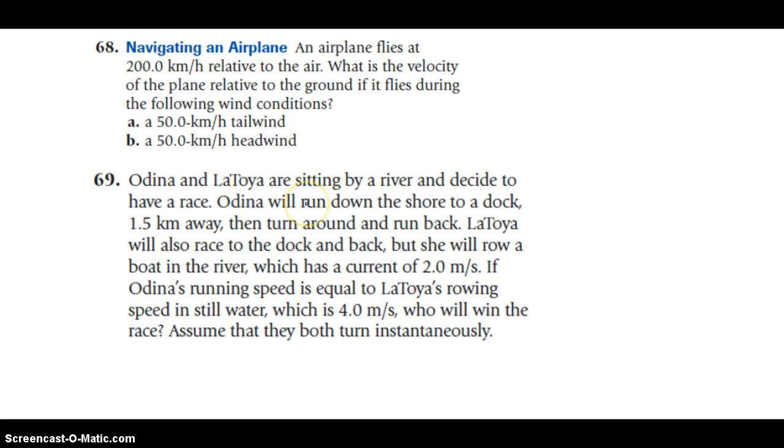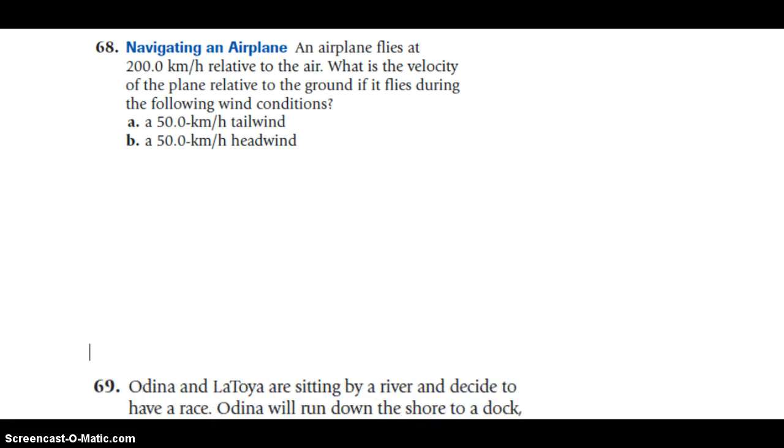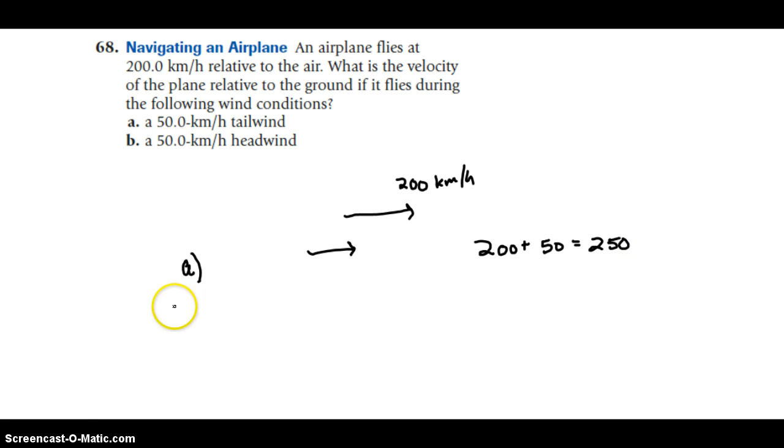Alright, so for number 68, we have an airplane flying 200 kilometers per hour relative to the air, and we want to know its velocity. For part A, if it faces a 50 kilometer per hour tailwind, so wind coming from its tail, we're just going to add those two and get 250 kilometers per hour. For part B, we have a headwind now that it's facing towards the airplane's head, so the two vectors are opposing each other. We're going to get 200 minus 50, or 150 kilometers per hour.